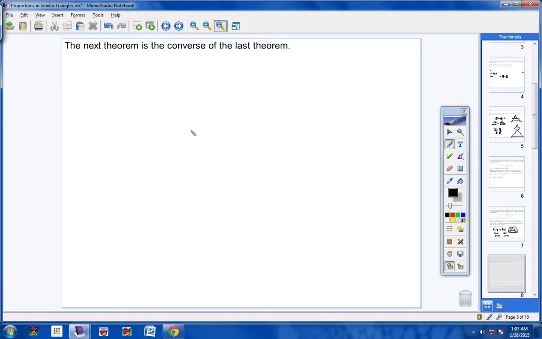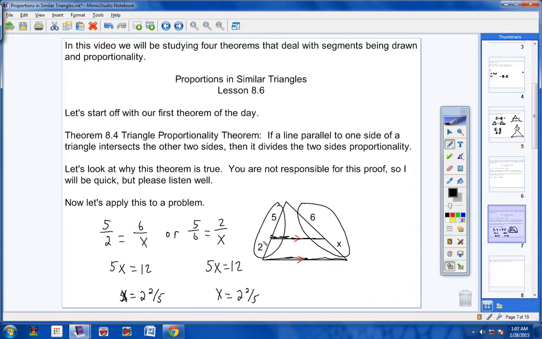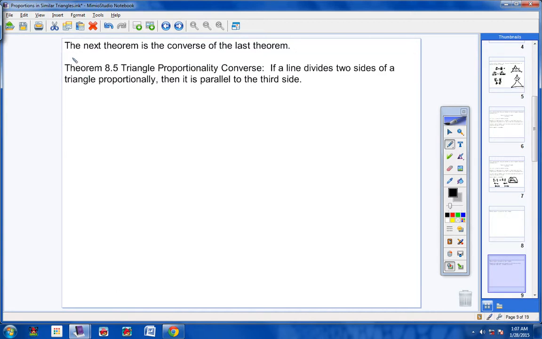The next theorem is the converse of the last theorem. So now we're going to say this. If these two sides are divided up proportionally, then these two lines here are what? Parallel. Okay, so now we're going to look at the converse. Please copy this down. You're responsible for this theorem on upcoming tests and quizzes, okay?